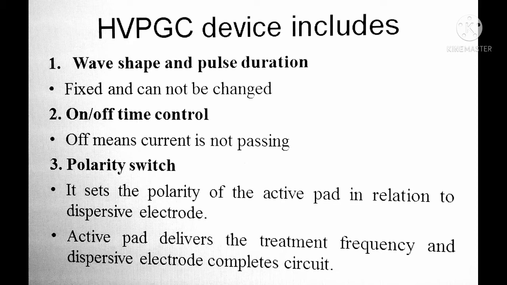On-off time control: off means current is not passing. Polarity switch: it sets the polarity of the active pad in relation to the dispersive electrode. The active pad delivers the treatment frequency and the dispersive electrode completes the circuit.